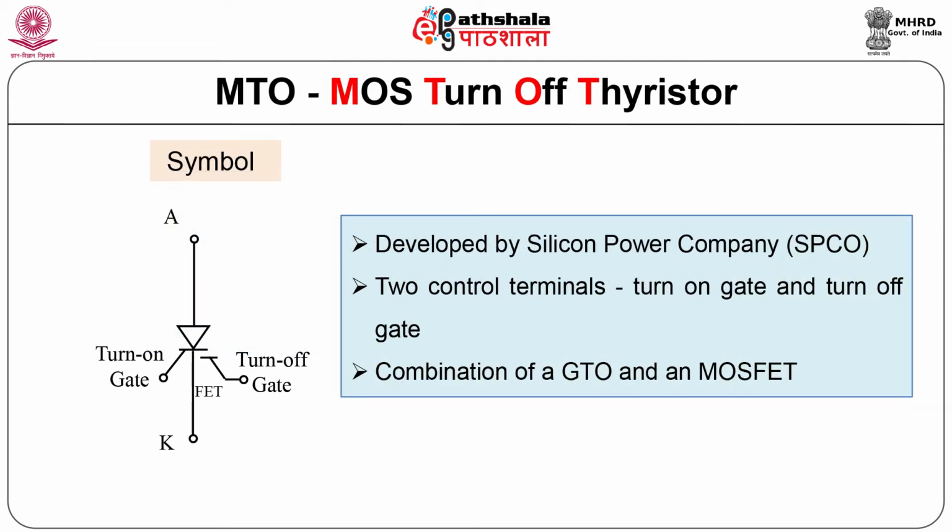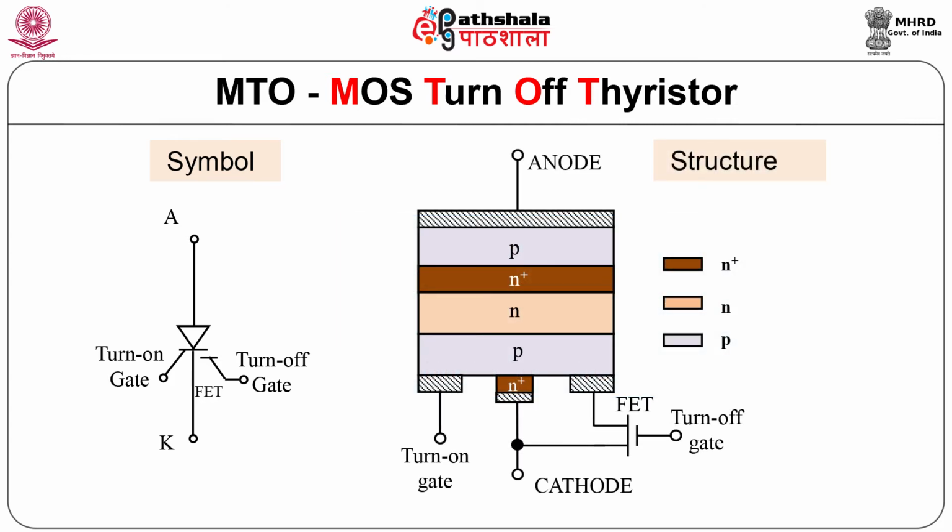MOS Turn Off Thyristor. Its symbol is shown in the figure. It has two gates. One is the turn on gate, the second is the turn off gate. This device was developed by Silicon Power Company. It is a combination of GTO and a MOSFET. Structure is as shown in the figure. In addition to the PN structure, a FET structure is also added, which is inbuilt.